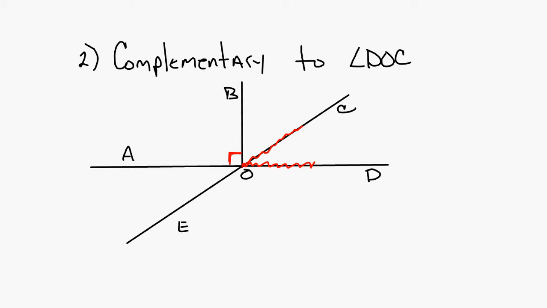So an angle that's complementary to DOC would be COB, this angle right here, because the two of them, the blue one plus the red one, equal 90 degrees. That's because on the left-hand side of BO you have a 90-degree angle, which means the right-hand side is also a 90-degree angle.